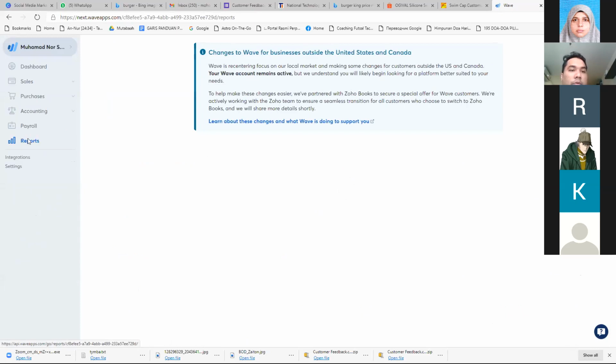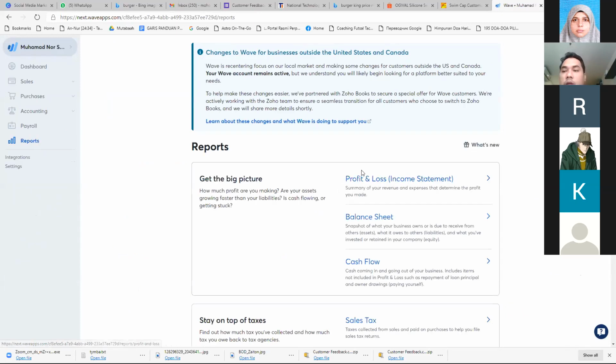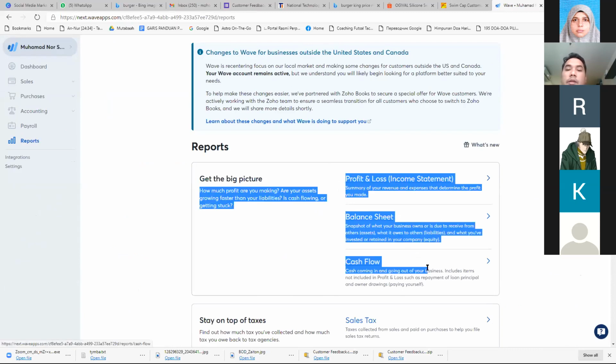And then we can see the report. For example, if you want a report of the profit and loss, the balance sheet and the cash flow. See, these are the three main important ones.